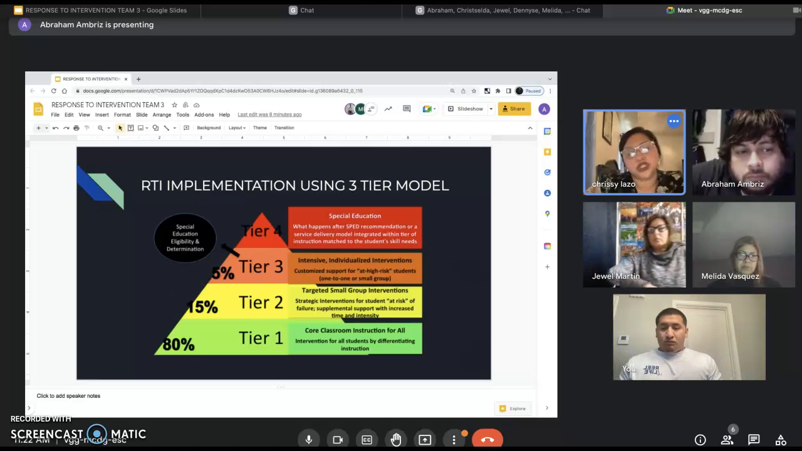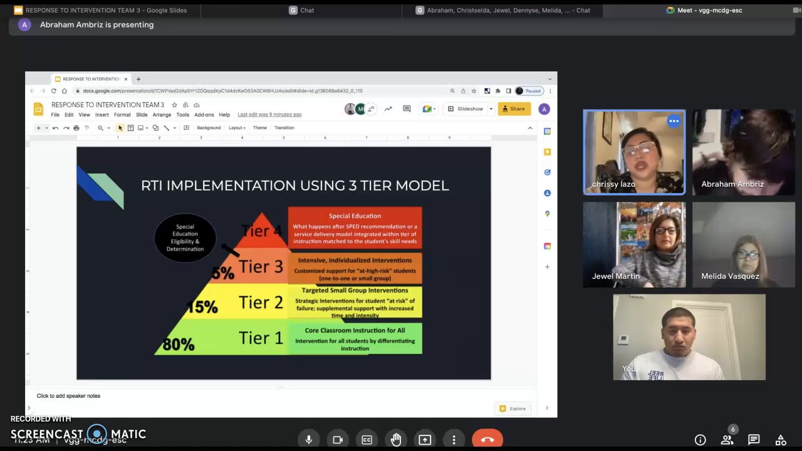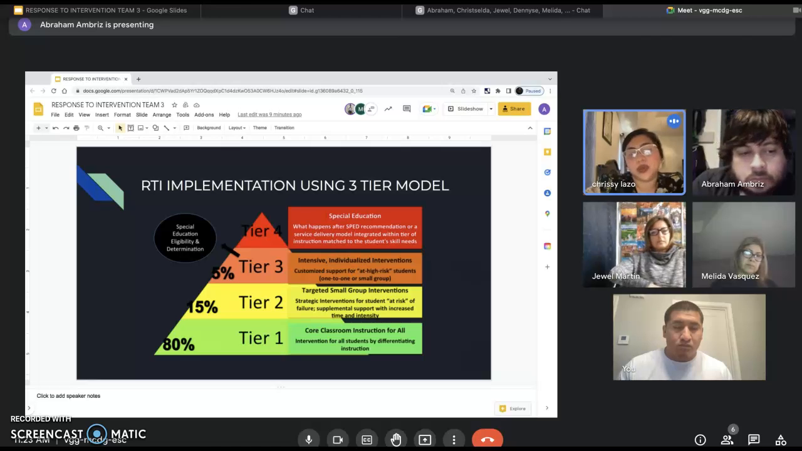In this model, we show tier 1 with 80%, meaning the entire general classroom is being assessed. This tells the teacher how well the classroom is doing and who needs a little more work. Tier 1 is an intervention for all students. Tier 2 in this model shows 15%. These are students more at risk of failure, who showed more struggle in different areas than tier 1. And tier 3 is 5%, which is more customized support.